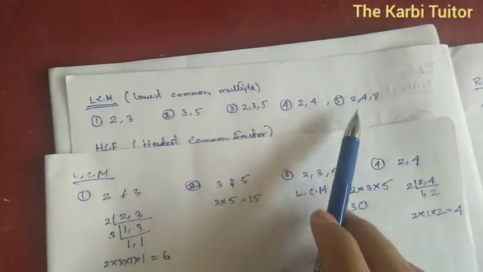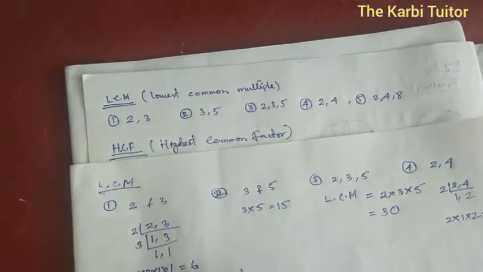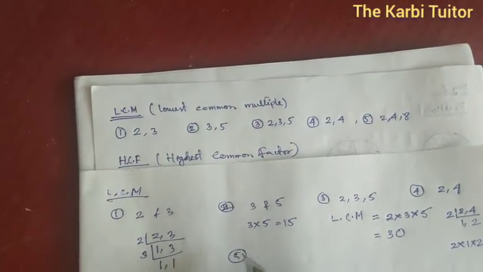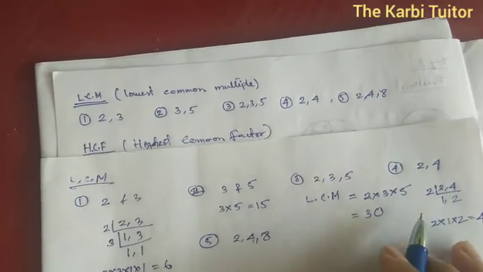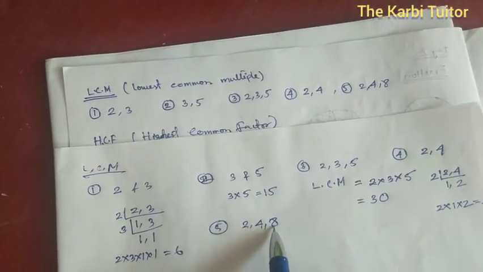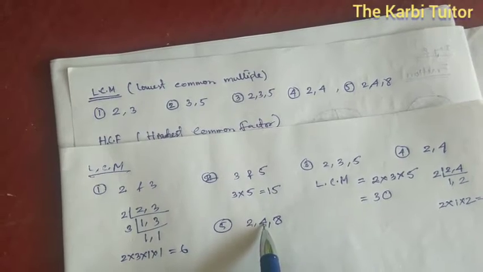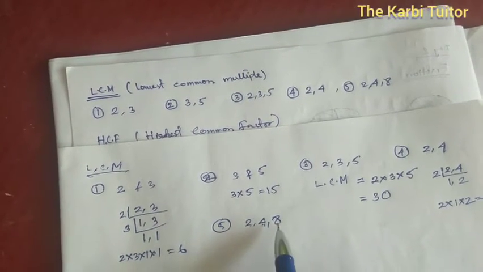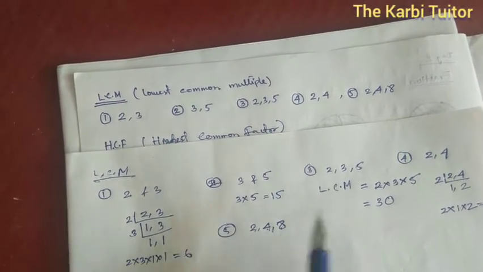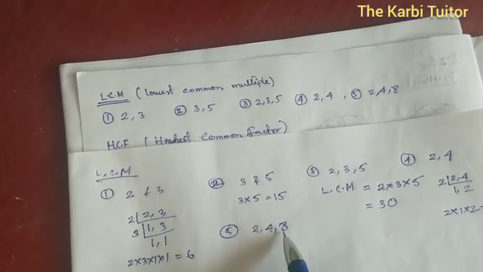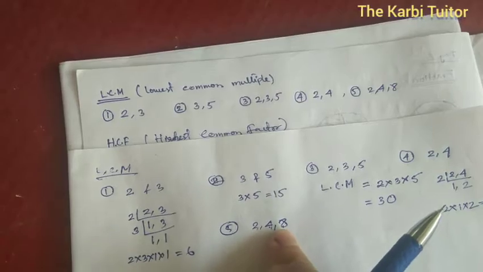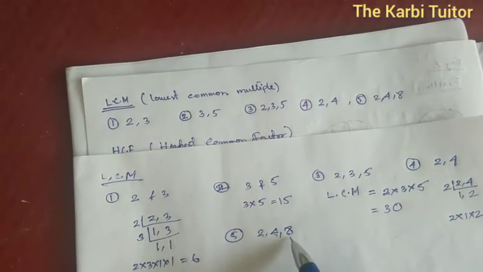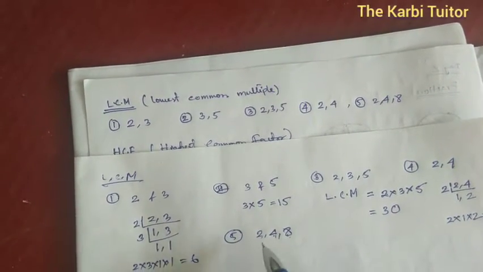Next, this one, 2, 4, 8. LCM of 2, 4, 8. So 4 is also a multiple of 2, and 8 is also a multiple of 2. So here the greatest will be the LCM. So that means 8 will be the LCM.